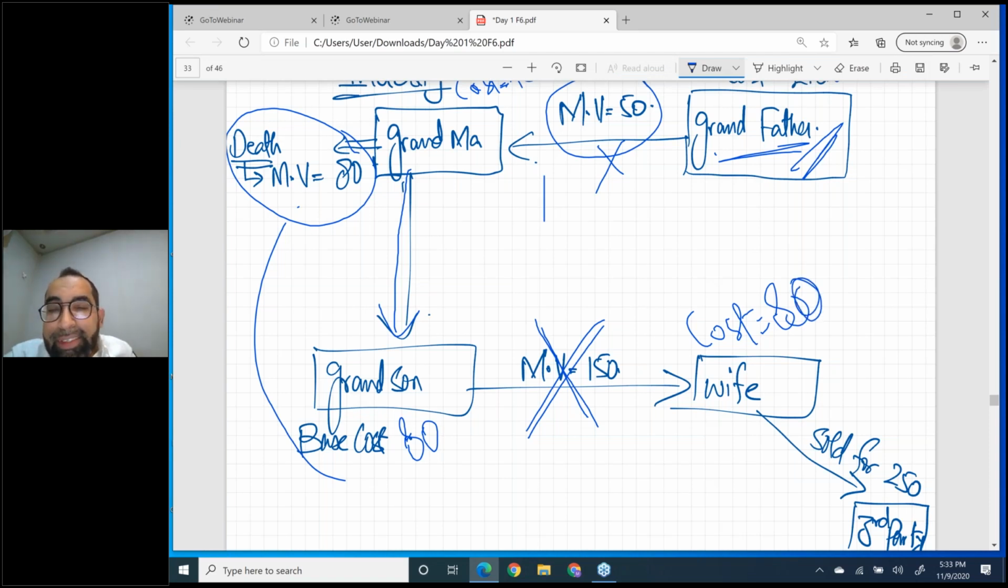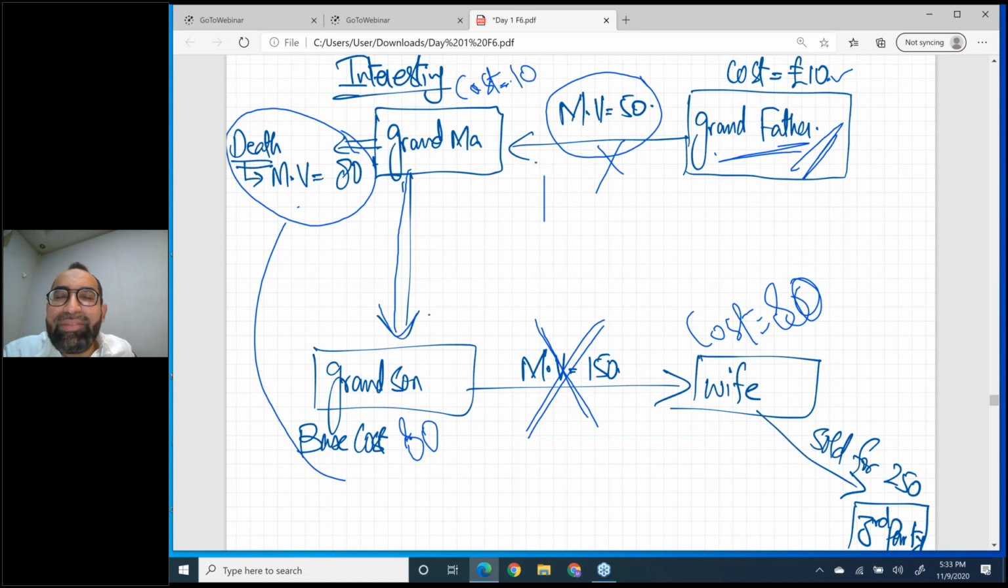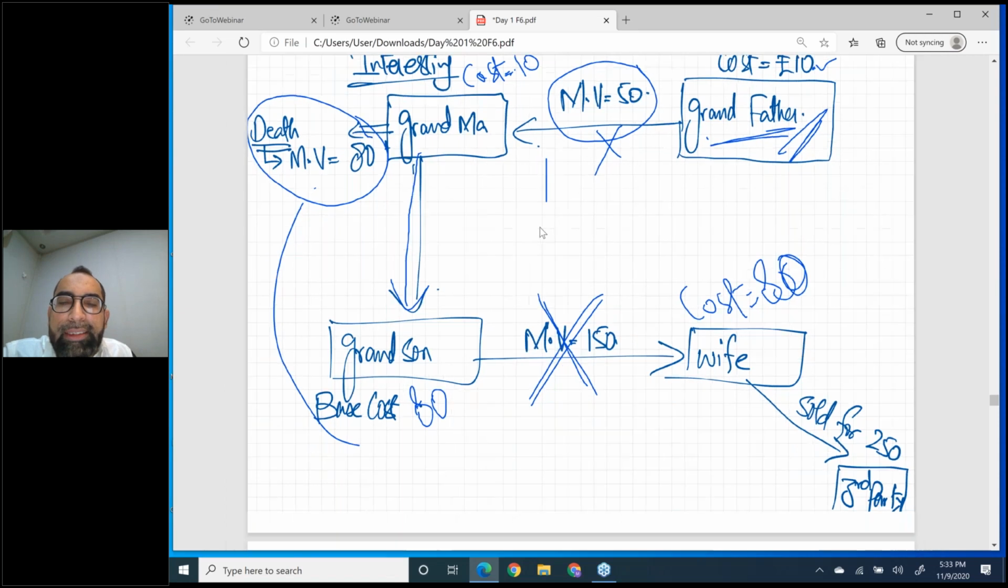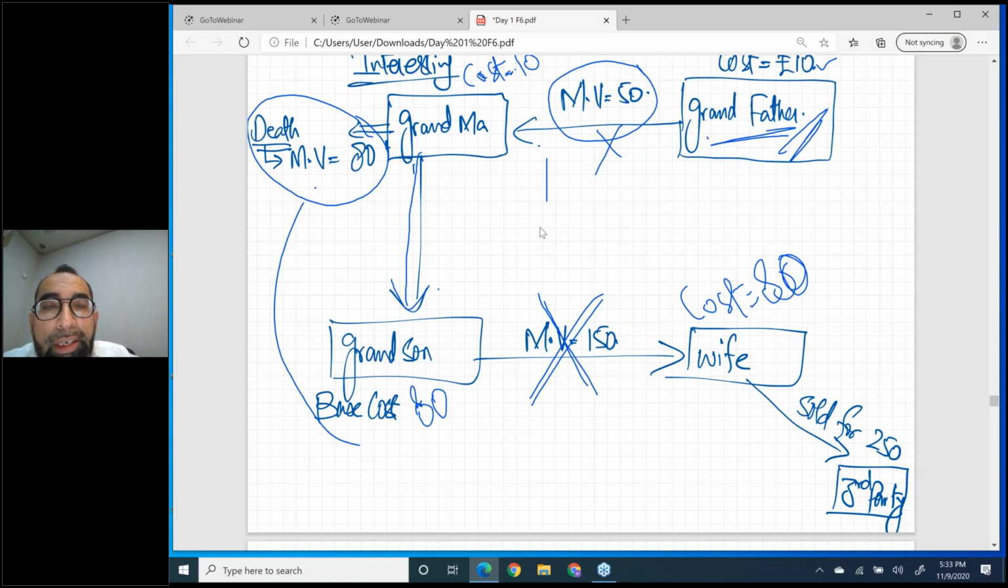So finally this asset is with this young lady, the wife of the grandson, and the final cost is 80. In the examination it is written that finally this wife sold this asset to a third party for 250. Can you guys tell me the final gain for the wife? The final gain will be 250 minus 80, which becomes 170. 170 will be the final gain.